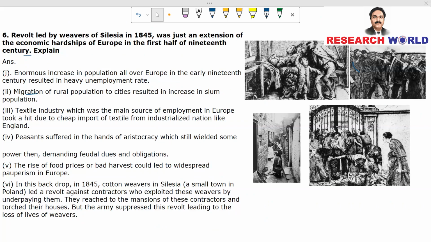Dear students, moving on to the 6th question. The revolt led by weavers of Silesia in 1845 was just an extension of the economic hardships of Europe in the first half of 19th century. Explain.